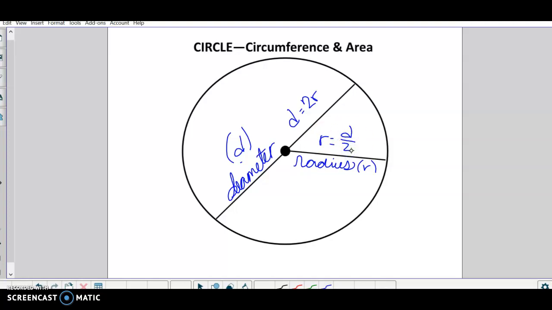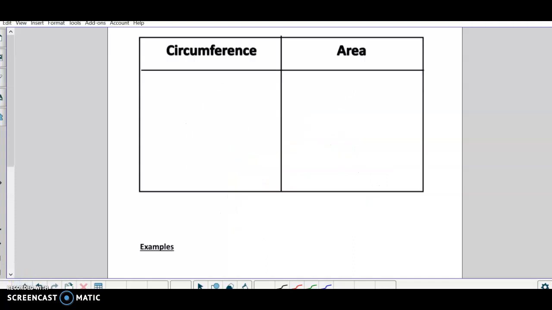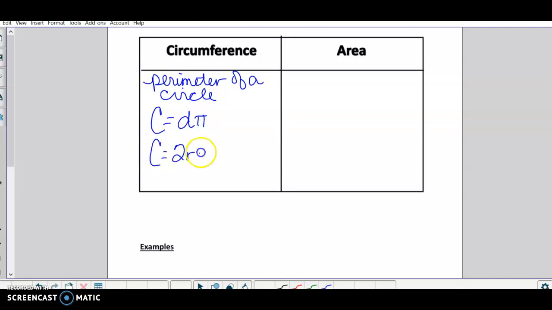So today we're going to continue to talk about area and circumference, the formulas, and we're going to talk about writing our answers in terms of pi. So remember, circumference is essentially the perimeter of a circle. And we have two different formulas. We have big C equals d times pi, or we can say big C equals 2 times r times pi, because remember that d is equal to 2r and 2r is equal to d.